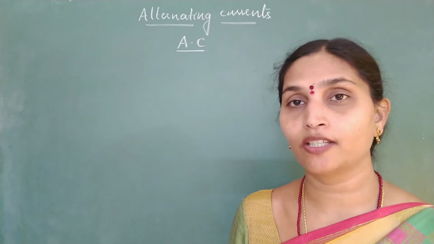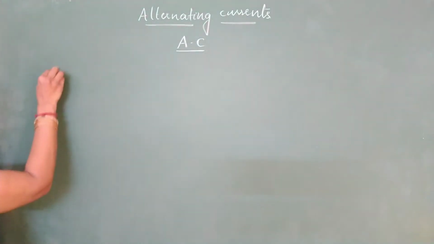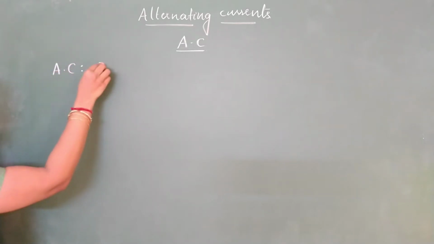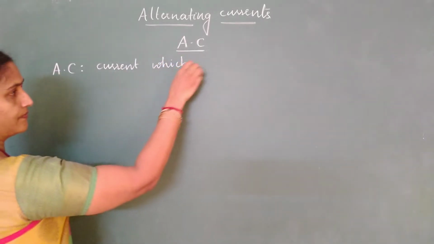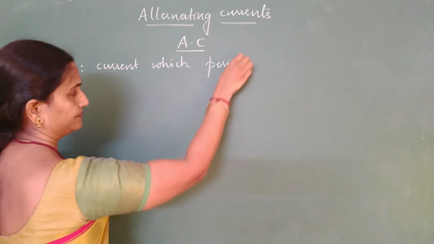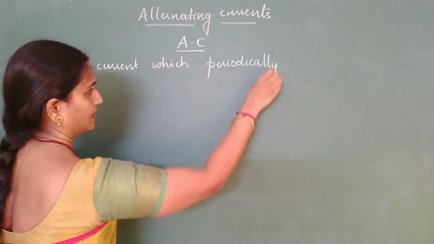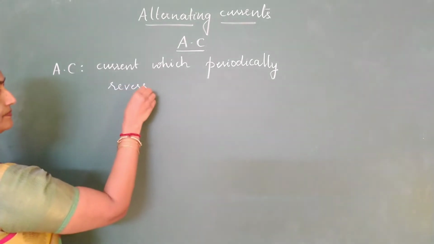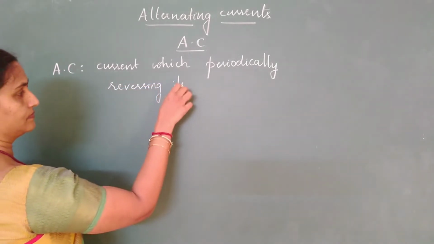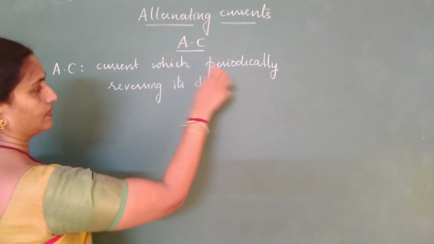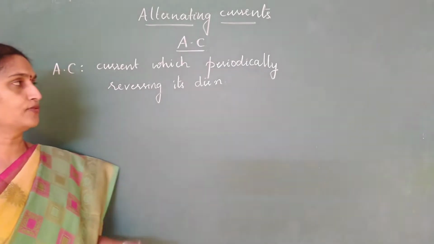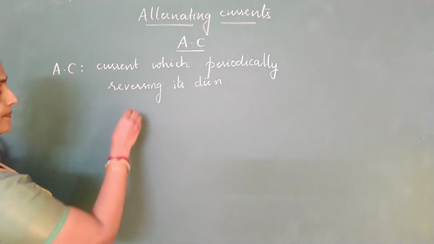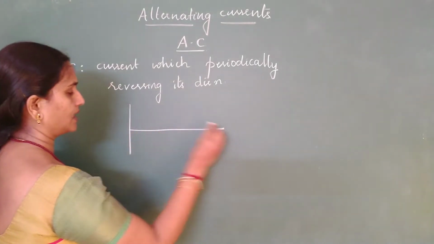So let us start with the definition of an alternating current. Let's see how to define it. It is defined as, generally we type it as A.C. current, which is periodically reversing its direction. We call it an alternating current. To understand the definition, look at some of the waveforms which represent an alternating current. In general, we take it as a sinusoidal wave.